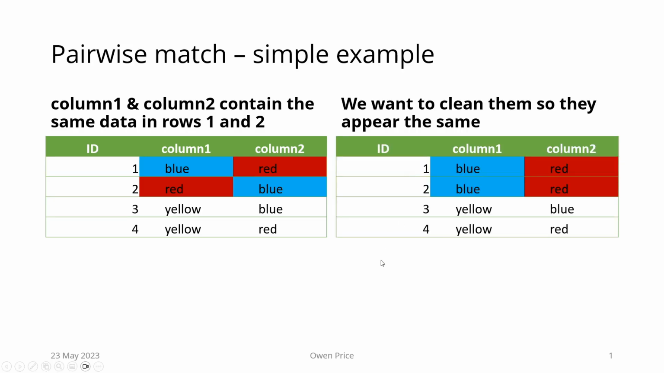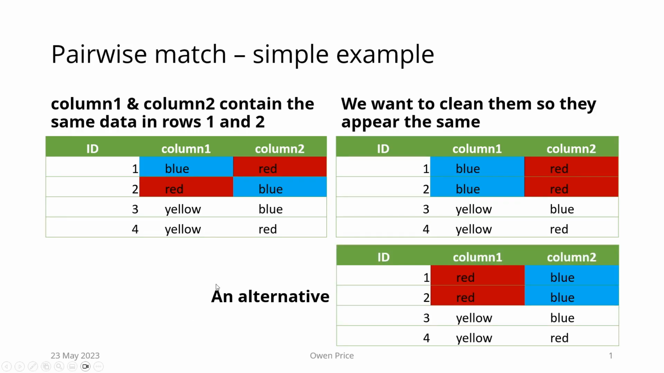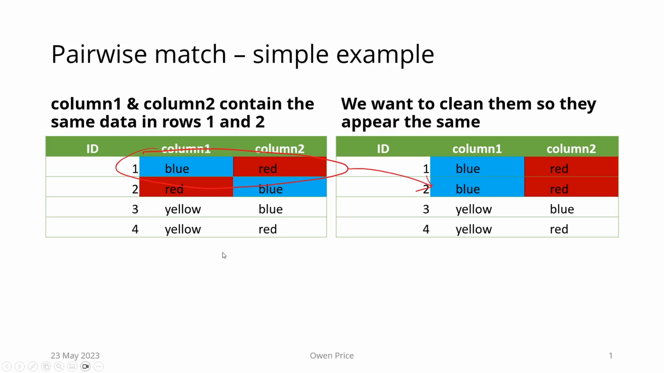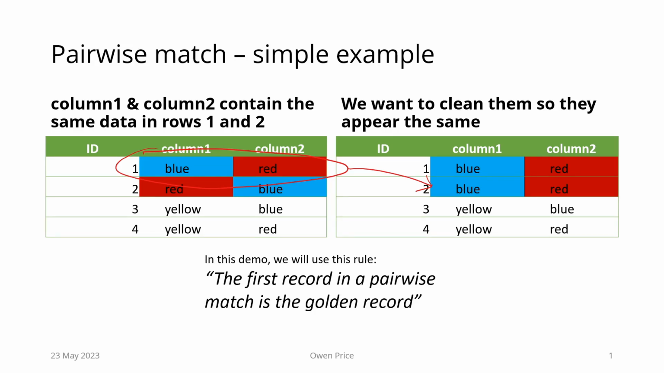One way of doing that is like this, where we've put blue and red in both rows. Another way might be like this, with red and blue. But of course, we have to just choose a way. So in this example, and bearing in mind that we may have situations where there are many, many rows with lots of different combinations and potentially many columns to consider in such matches, what we're going to use is a rule where we just select the first row in each match and use that as the row to fill the other rows. So the first record in a pairwise match is the golden record.